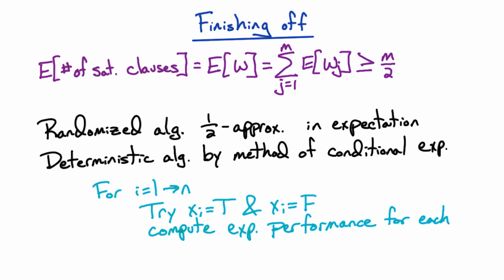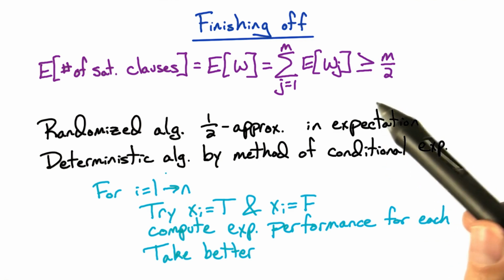Now we're going to try the two possible settings for xi, true or false, and we're going to compute the expected performance for each. So given this setting for xi, and given a fixed setting for x1 through xi minus 1, so the earlier ones are fixed, and now we're trying both possible settings for xi, we compute the expected performance for a random assignment for the remaining variables, xi plus 1 through xn. Now this expected performance is quite easy to compute based on the analysis approach we just did. And what we're going to do is take the better of these two assignments, and then fix it, and then move on to the next variable.